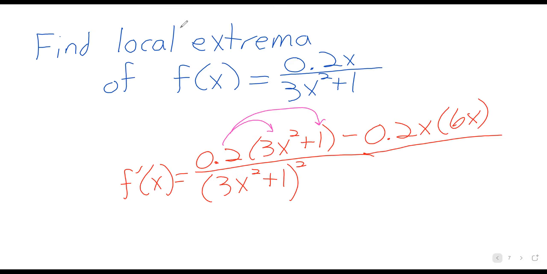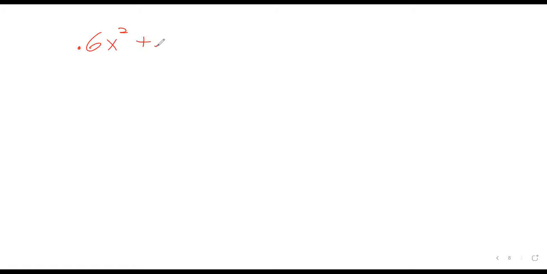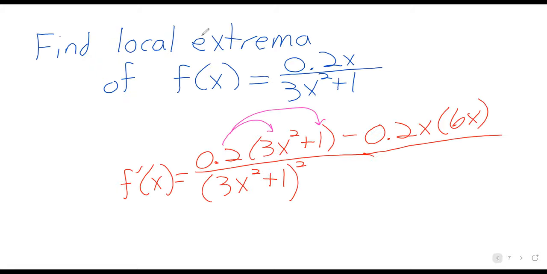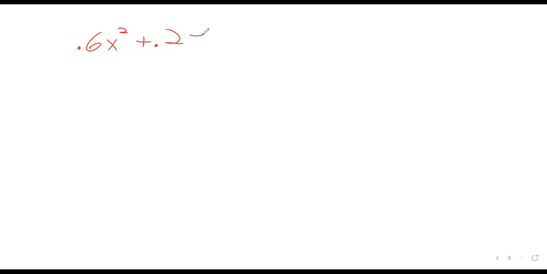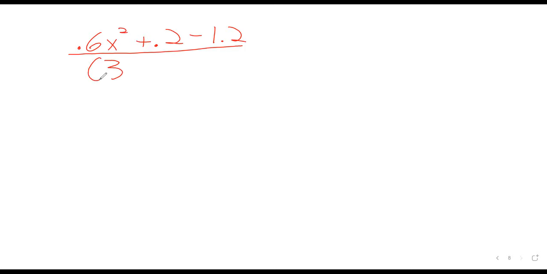So let's see if we can avoid making any goofy mistakes here. 0.2 times 3 is 0.6. 0.2 times 1 is 0.2. 0.2 times 6 is 1.2, right? Oh, divided by this denominator, 3x squared plus 1, squared. These local extrema can occur when this is equal to zero.